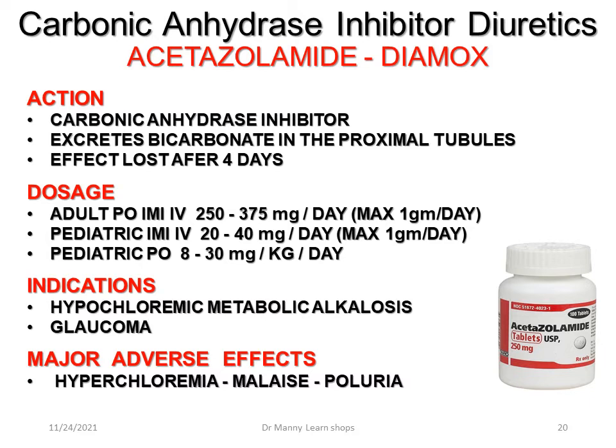The kidney adjusts. The dose depends on your organisational policy, but typically these would be the recommended doses, but you do have to follow your organisational policy. Indications are for hypochloremic metabolic alkalosis and patients with glaucoma. Major adverse effects are hypochloremia, malaise and polyuria.